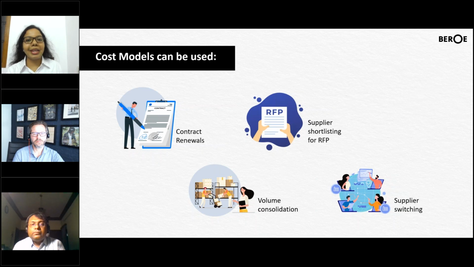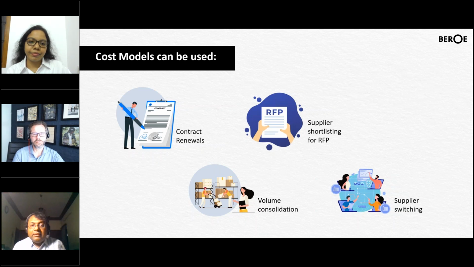So overall, when you buy in millions of pieces, even if it is going to be 1 cent, the cost savings will be huge. Makes sense. Robert, supplier shortlisting for RFP.